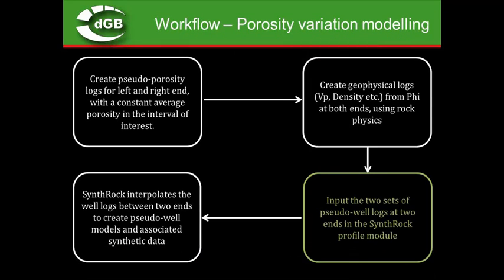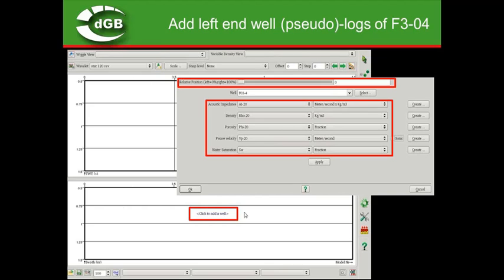Now that we have created our two sets of pseudo logs, it's time to input them at two ends in the SynthRock profile module. To achieve that, we again click on the bottom part of the main profile window here, click to add a well. We start with specifying the relative position, which is 0 here, as we are defining our left end at the moment. We select the well, and here we select the various geophysical logs that we have just computed from a scaled porosity log having an average porosity of 20% in the interval of interest.